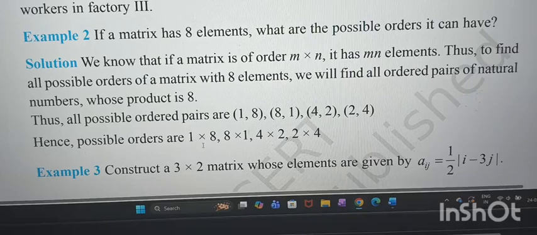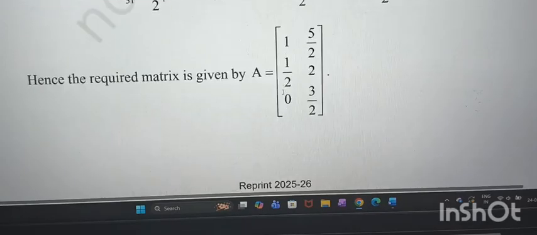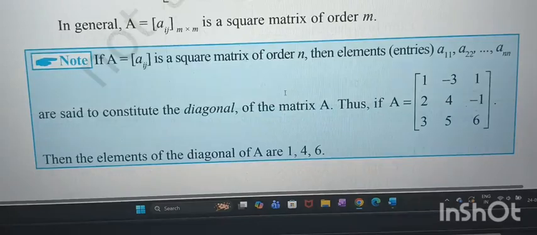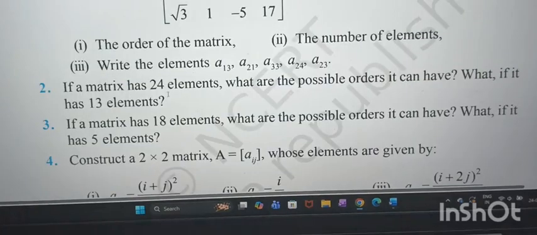So basically you take the factors and write every possible pair. Though 1 into 8 is the same as 8 into 1, here it is representing m cross n. So this means 1 row and 8 columns, and this means 8 rows and 1 column. Similarly, you will just have to write the factors of 24. So it would be 1 cross 24, then 24 cross 1, and then 8 threes are 24, so 8 and 3, and then 3 and 8, and then 12 and 2, and 2 and 12. All those will be the possible orders.